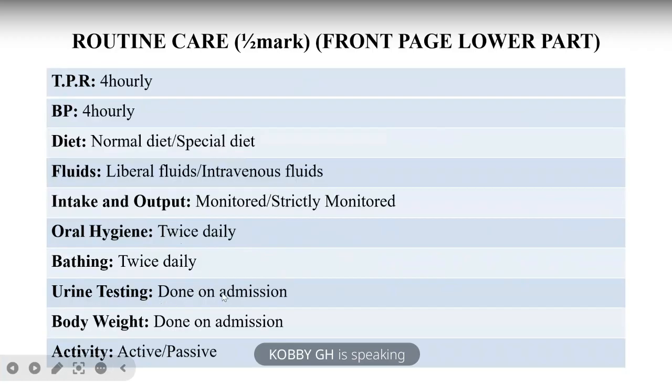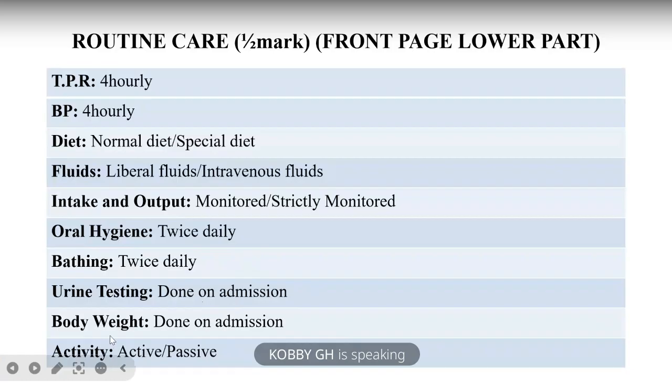Now the urine testing, write down on admission. If you have access to the results, you can add it, but don't waste time. The body weight, write down on admission. If you have access to the patient's weight, don't make any attempt to waste time searching for it. If it is easily accessible, you can write it. But if it is not easily accessible, write down on admission, you are done.